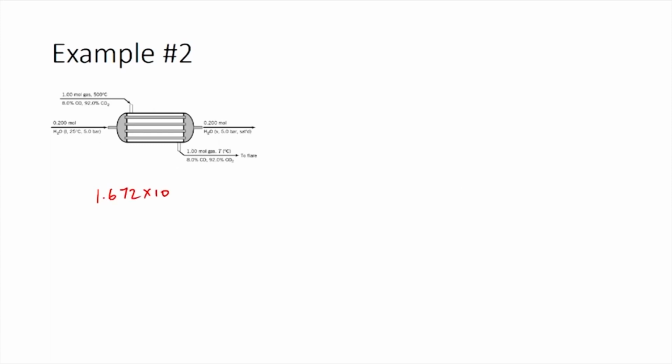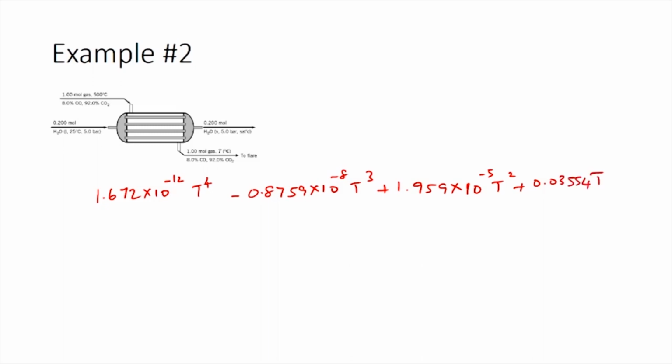1.672 times 10 power minus 12 T power 4 minus 0.8759 times 10 power minus 8 T cube plus 1.959 times 10 power minus 5 T squared plus 0.03554 T minus 12.16 equals 0. So, this is the fourth order polynomial that needs to be solved to get the value for temperature.